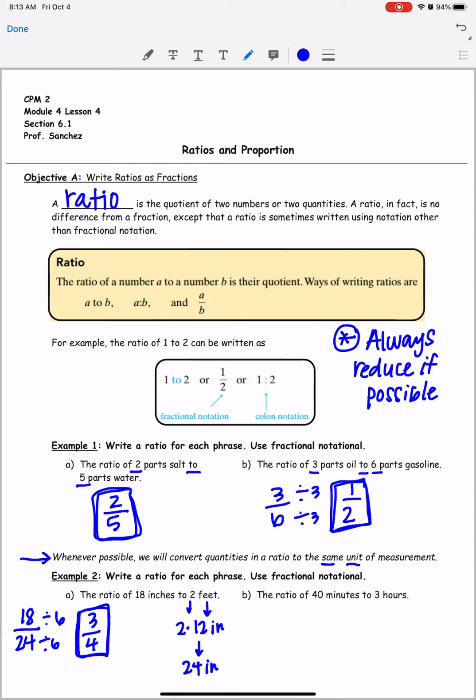Okay, same thing here. The ratio of 40 minutes to 3 hours. Well, let's convert this. So we'll do 3 times how many minutes are in an hour. That's going to be 60. So this right here equals 180 minutes. So we'll do 40 minutes, so 40 on top, over 180. And we can divide both of these by 20. So I'll get 2 over 9.